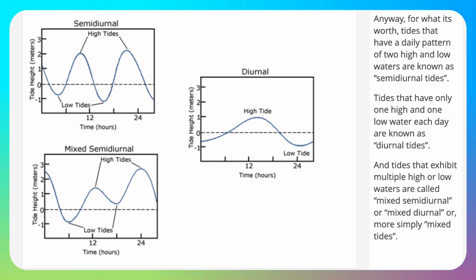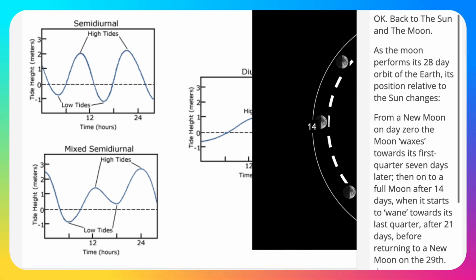Anyway, for what it's worth, tides that have a daily pattern of 2 high and low waters are known as semi-diurnal. Tides that have only 1 high and 1 low water each day are known as diurnal tides. And tides that exhibit multiple high or low waters are called mixed semi-diurnal, or mixed diurnal, or more simply, mixed tides.